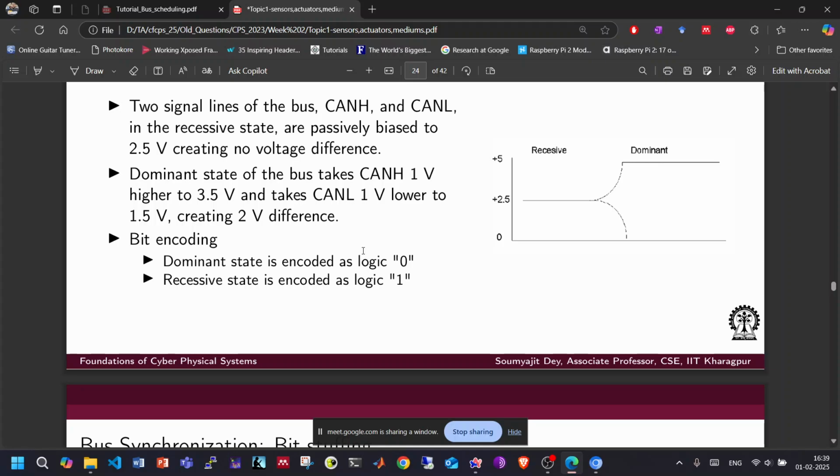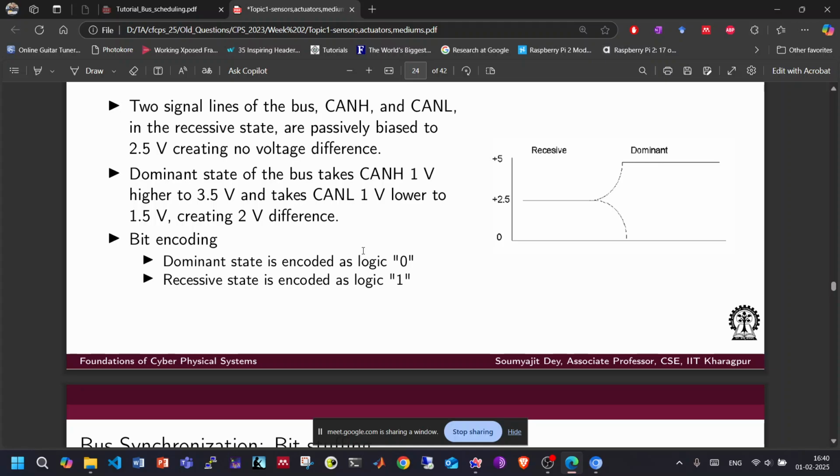Yes. Usually both of them are biased to 2.5. If they are staying there, then they are creating no voltage difference. That is what we call a recessive state. That also makes sense.